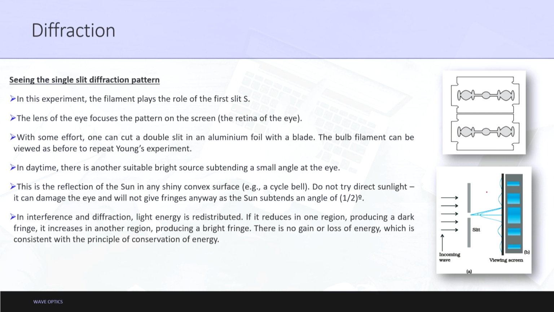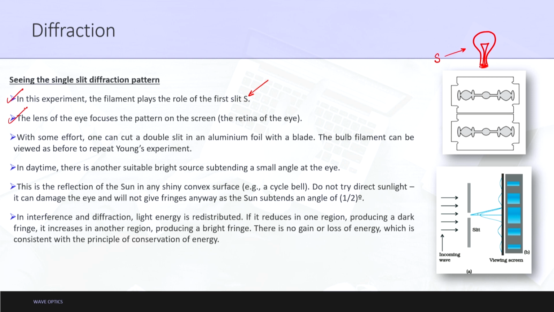Now let us move on to more discussion on this concept. In this experiment, the filament plays the role of the first slit S, quite evident. On the back side of it there will be a filament, or a bulb directly. This is the source S being talked about here. The lens of the eye focuses the pattern on the screen, that is the retina of the eye.